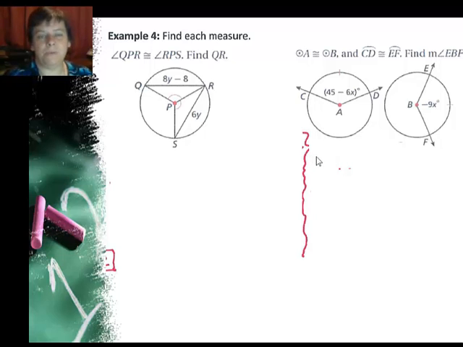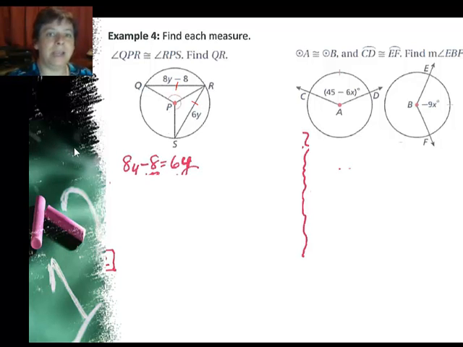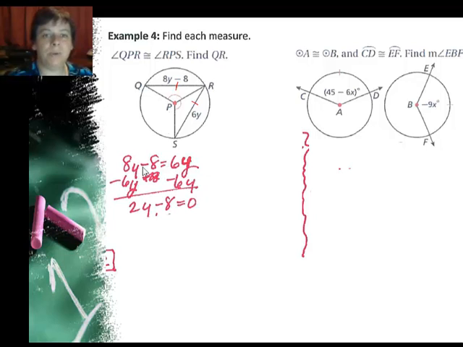Now, for example 4, I need to find QR, and they tell me that angle QPR is congruent to angle RPS. Well, since the central angles are congruent, then the chords have to be congruent. So I can set those two equal. 8y minus 8 equals 6y. So then I have more y's on the left, less on the right. I'm going to subtract 6y from both sides.